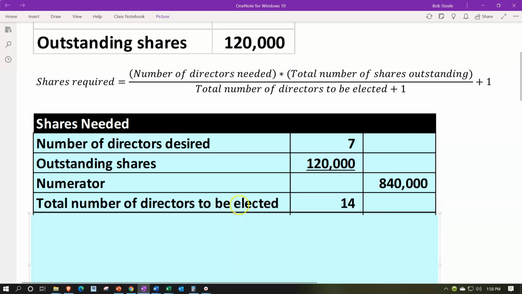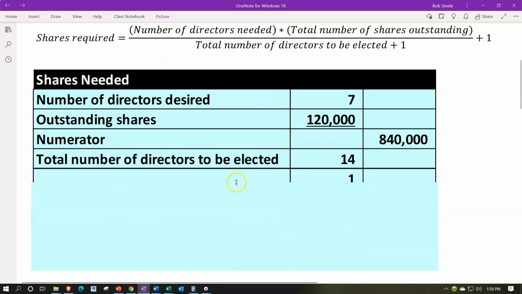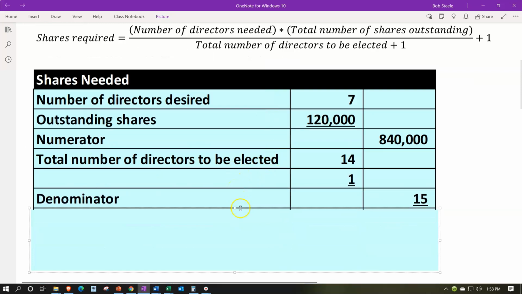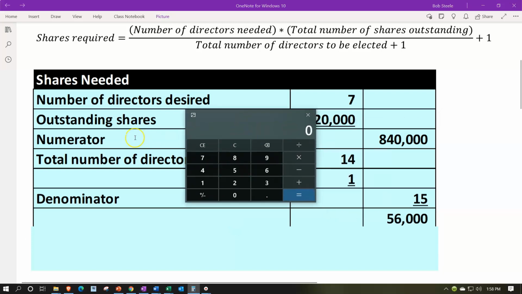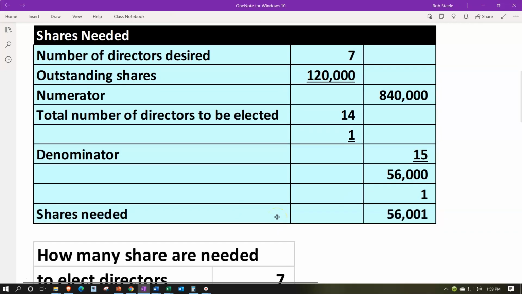Now we're looking at the denominator, which would be the total number of directors to be elected, which is going to be 14. And then we'll simply add 1 to that. That will give us the denominator of 15. Now we're going to take the numerator divided by the denominator, the 840,000 divided by the 15, to give us the 56,000. Let's plug that into the calculator just for the fun of it. 840,000 divided by 15, 56,000 there. And then we're going to add 1 to it. That's going to give us the 56,001.